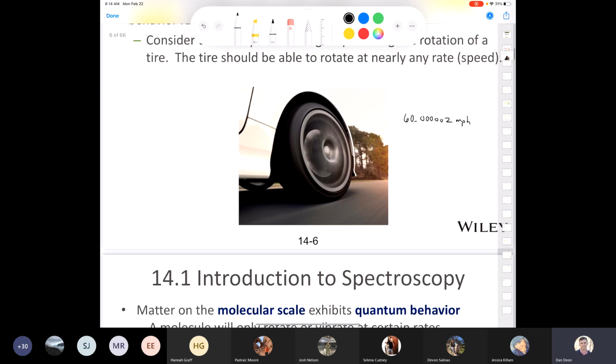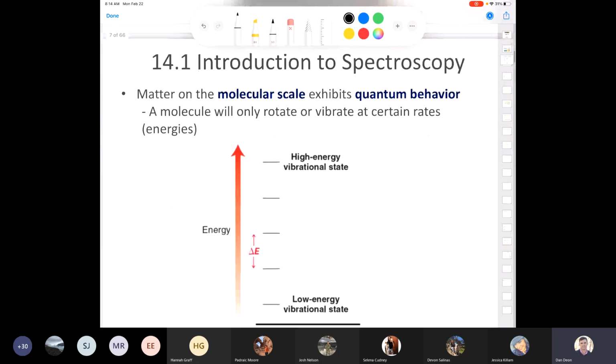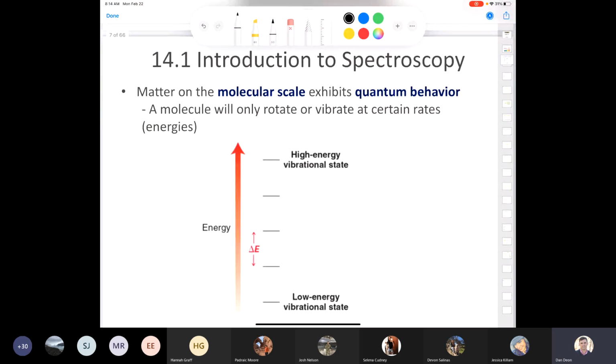Whereas when we have a molecule, it's not going to exhibit classical continuous behavior. It says matter on the molecular scale, so something that's really small, exhibits quantum behavior. And instead of spinning, in this class we're going to be talking about vibrations. Okay, it says here a molecule will only rotate or vibrate at certain energies. In this class with infrared spectroscopy, we're going to be concerned with vibrating.